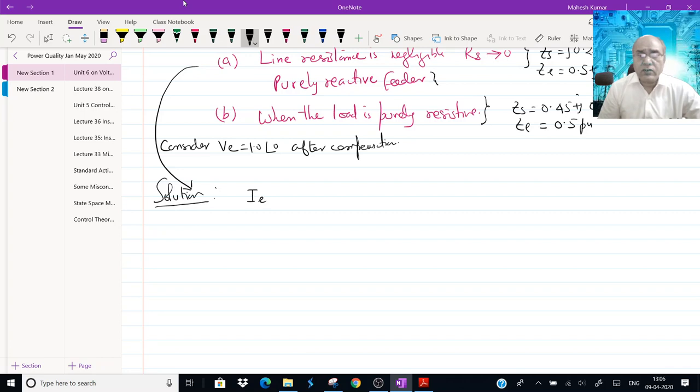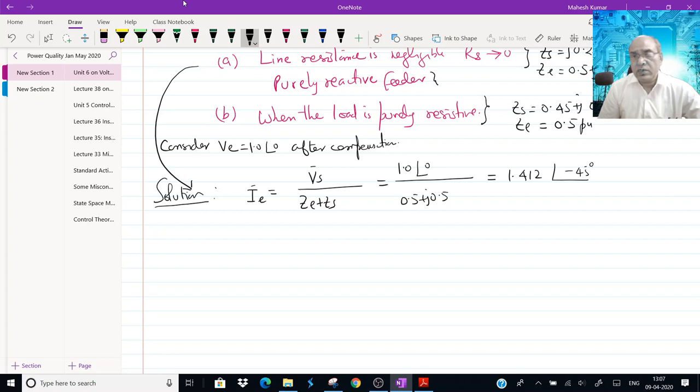Let us say IL equal to Vs by total impedance, ZL plus ZS. This becomes 1.0 angle of 0 divided by 0.5 plus j0.5, and this becomes 1.412 angle of minus 45 degree per unit. This is the current. Remember I have taken source voltage as 1.0 angle of 0. Now source voltage is a nominal voltage.